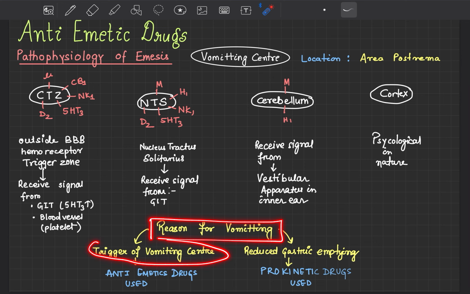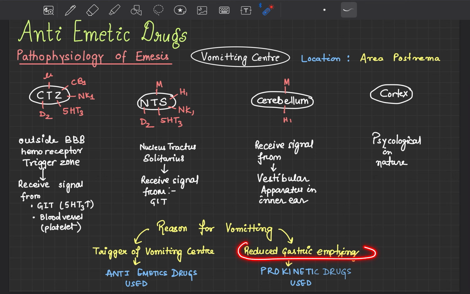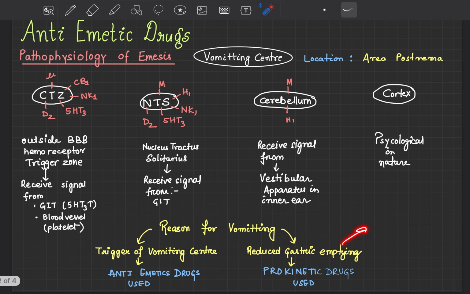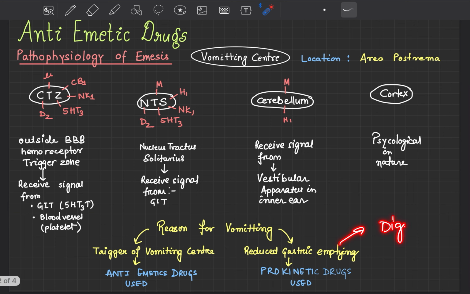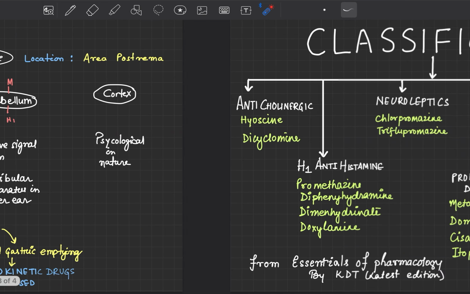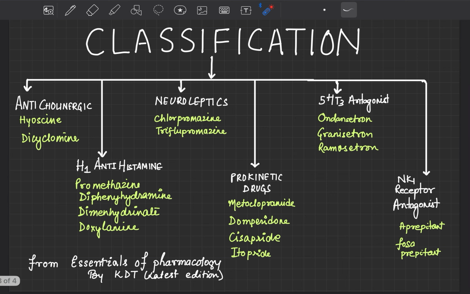First is triggering of the vomiting center. Here we use antiemetic drugs. Then there is reduced gastric emptying, and that needs prokinetic drugs. It is more of a digestive issue, which we will discuss in the next lecture. A separate video will be made on prokinetic drugs. Then let's see the classification. It's from Essentials of Pharmacology by KD, latest edition.